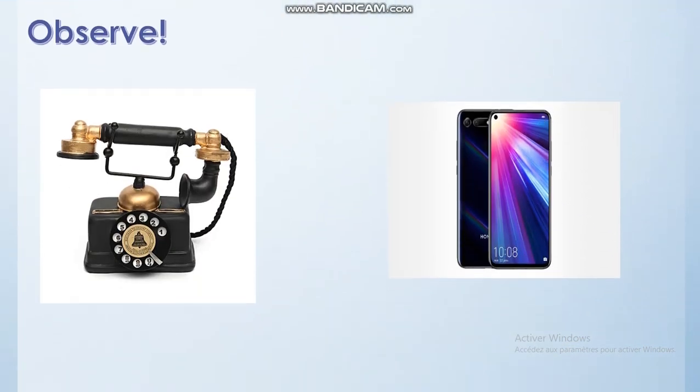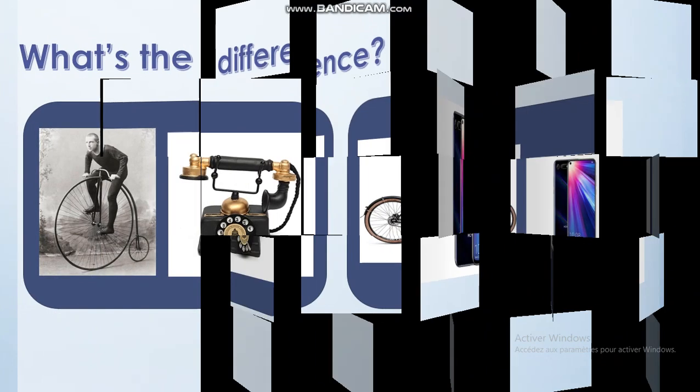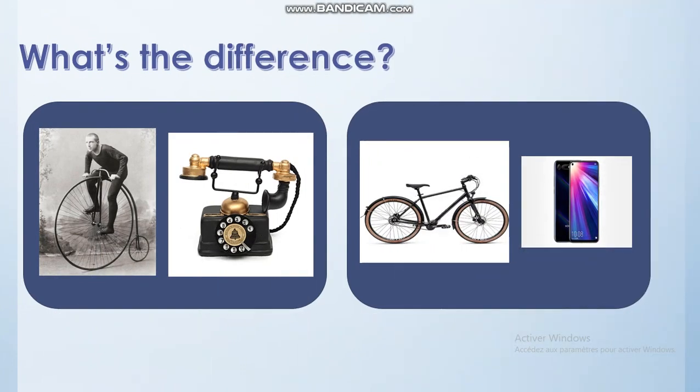Okay, but what's the difference? Let's move on. Take a look over here. Do you know what these are? These are phones. But do they look alike? Are they the same or different? Is this phone the same as this one over here? Of course not. They are different. Now we come to the question, what's the difference between these objects and these ones over here?